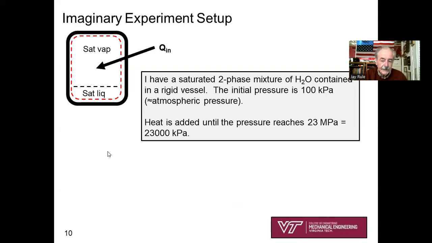It's a rigid vessel, so your common sense tells you what's going to happen. We're adding heat. The pressure in this vessel is going to go up and up and up. And we're going to keep adding heat until we reach a pressure of 23 megapascals, or 23,000 kPa. So we need to have a very stout, rigid vessel here.